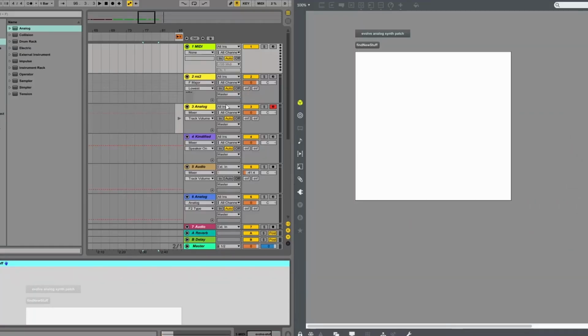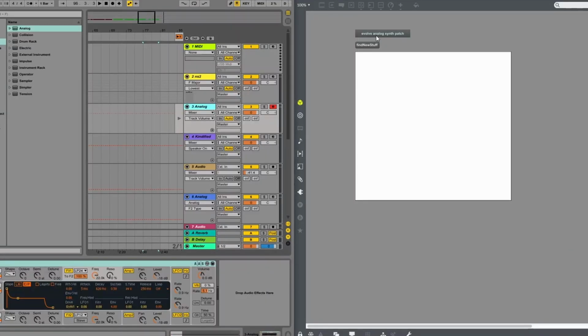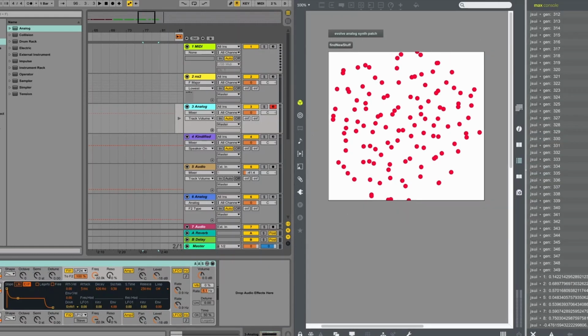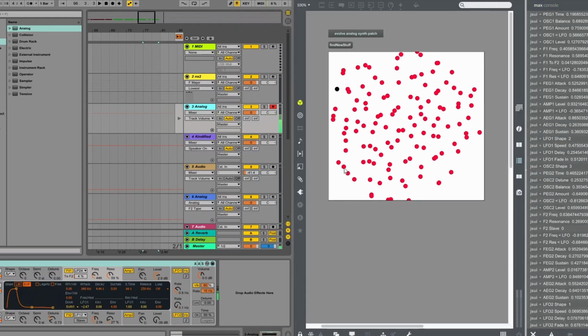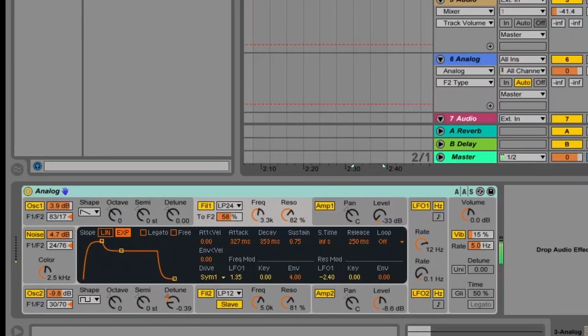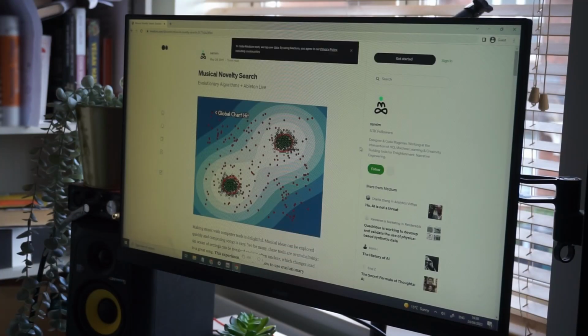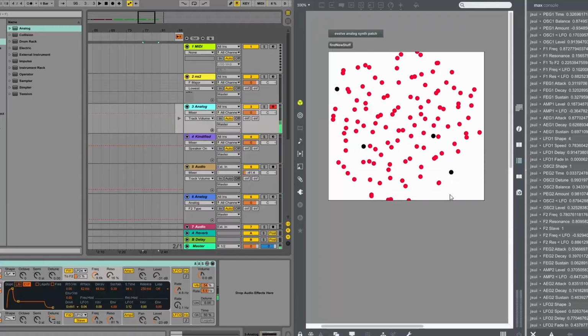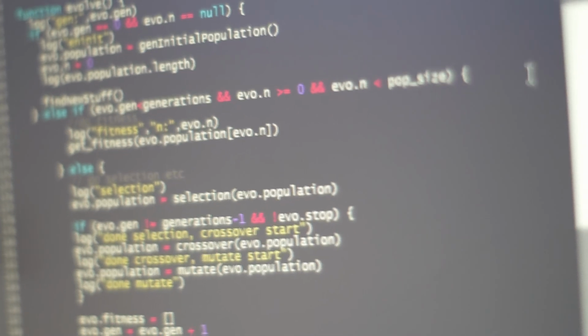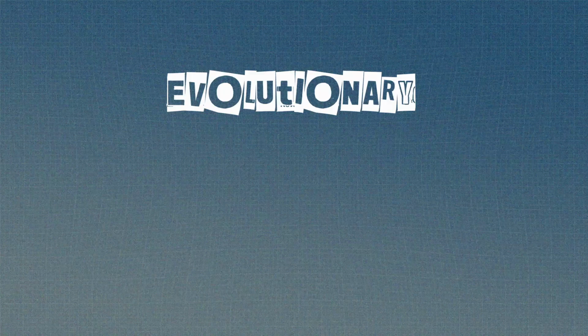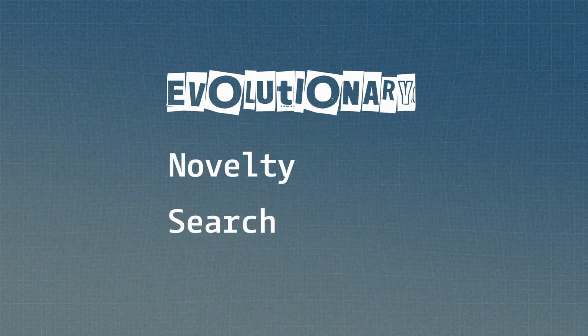And this was my first iteration. Basically, I click this button and ideas are generated and shown on this 2D plot, where I can click on a dot and it automatically sets the corresponding generated patch. And it works pretty much the same way as that project I mentioned. So the algorithm that I programmed in JavaScript that actually generates the patches is an evolutionary novelty search algorithm.